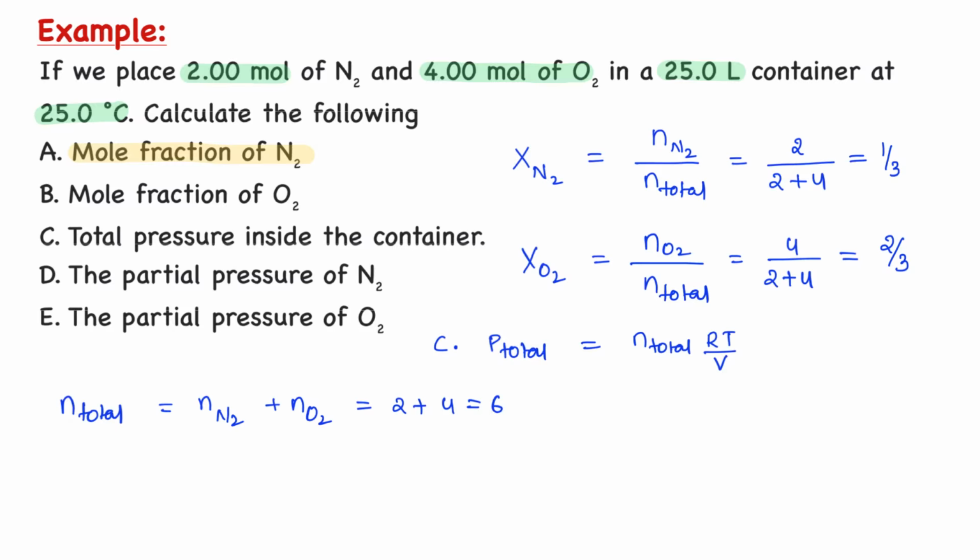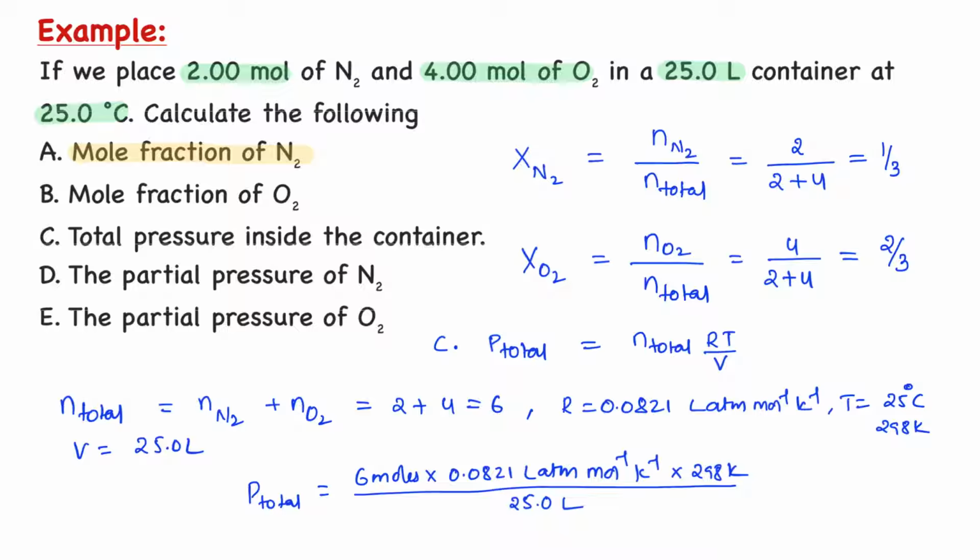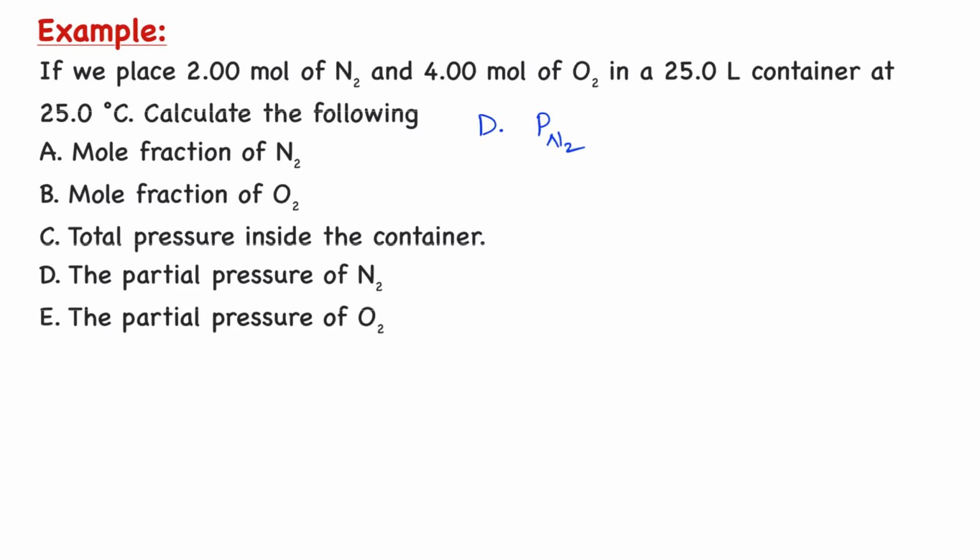R value is 0.0821 liter atmosphere mole inverse Kelvin inverse. T is given as 25 degrees Celsius, which is 298 Kelvin, and volume is 25 liters. If we plug in the values and solve for it, we get the total pressure inside the container is equal to 5.87 atmospheres. Next, let us calculate the partial pressure of nitrogen.